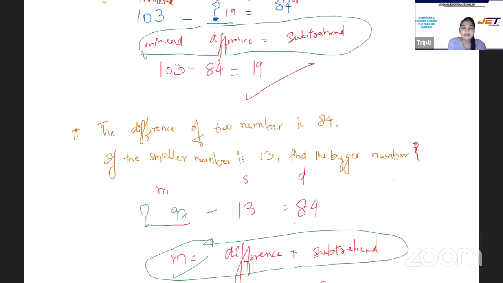Yeah, children. So keep practicing word problems like these. Whatever comes to your mind, just make it in the form of a word problem. And slowly and gradually, you will see that, yes, you are able to do this.